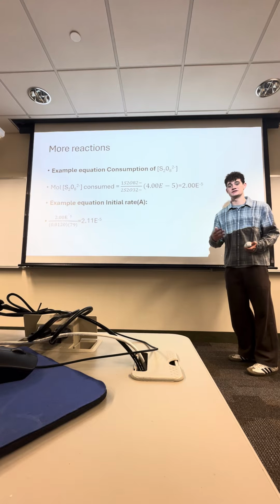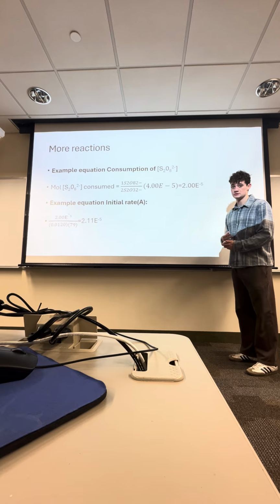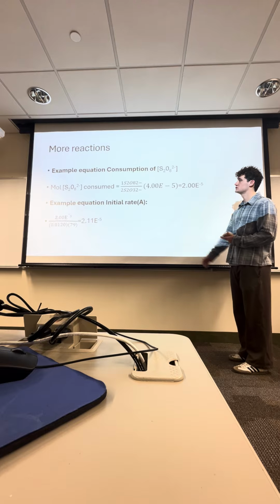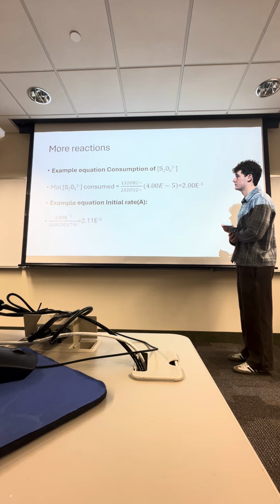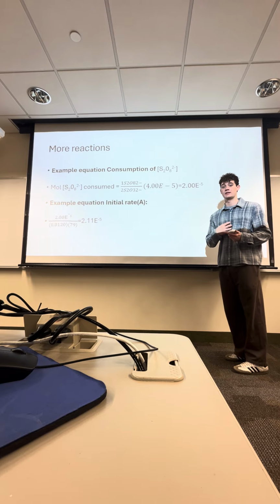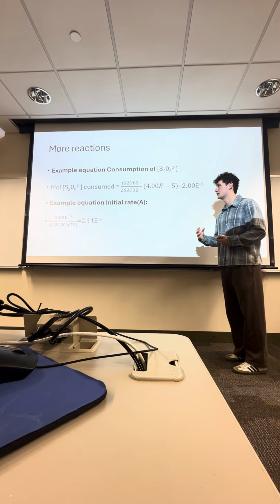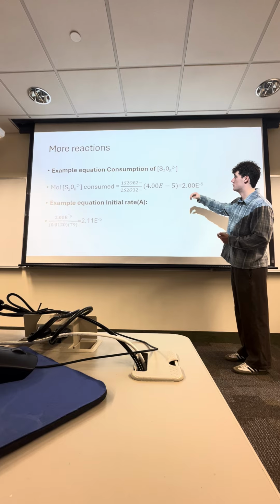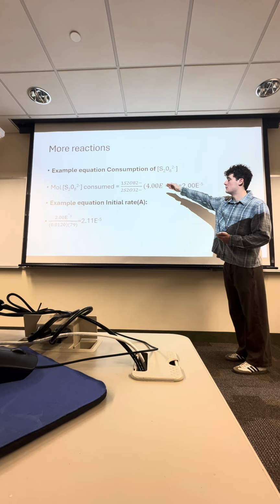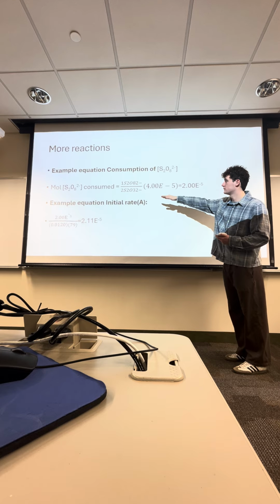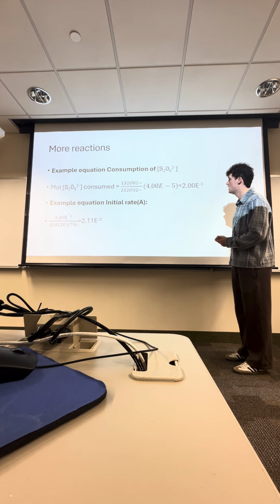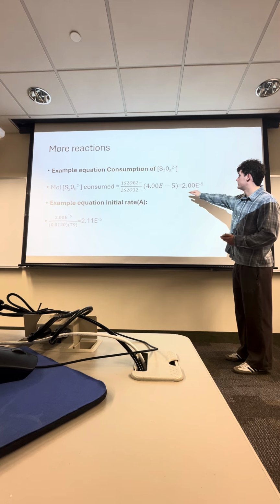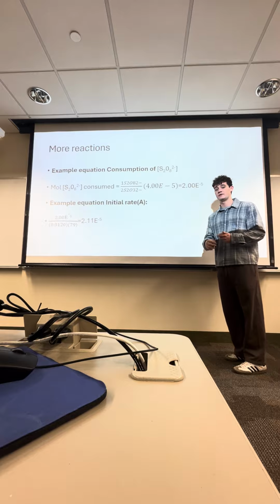Then we have some more example reactions that will be used much later throughout the slideshow. So first we have the example equation of the consumption of the peroxide disulfate. So we're solving for the amount of peroxide disulfate that was consumed during the reaction. So this is used by the molar equation. So we have 1 mole of peroxide disulfate divided by 2 moles of thiosulfate found from the molar equation, or the balanced equation, I'm sorry, times 4e to the negative 5th, giving us 2e to the negative 5th moles of peroxide disulfate that was consumed.